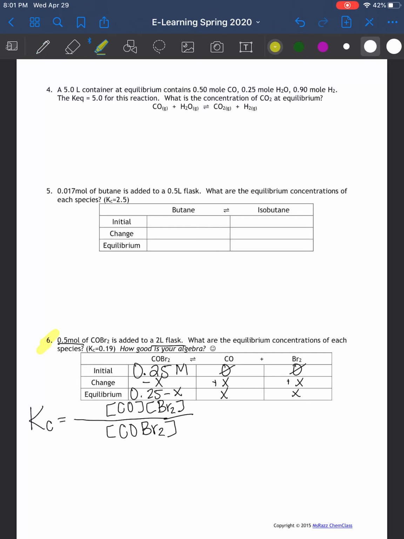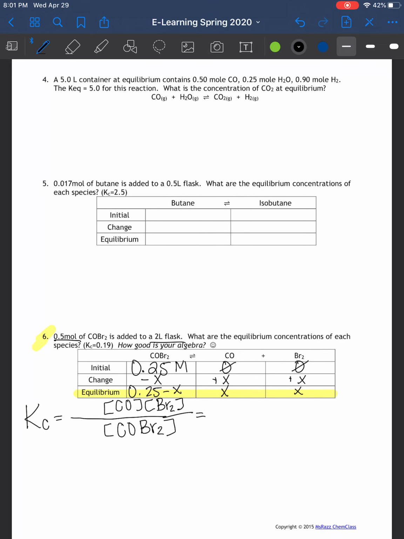at equilibrium. Since Kc is our equilibrium constant, the concentrations have to also be at equilibrium. Okay, so let's go ahead and fill this in. So both CO and Br2 have a concentration of x. So it'll be x times x divided by COBr2, which has a concentration of 0.25 minus x. And all of that is equal to 0.19. I got that here from the question.